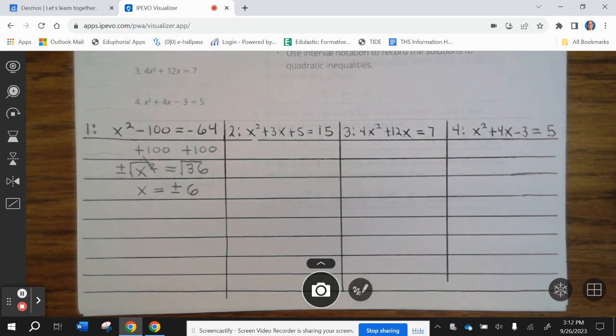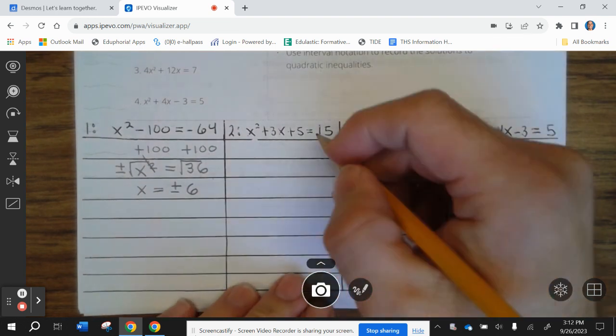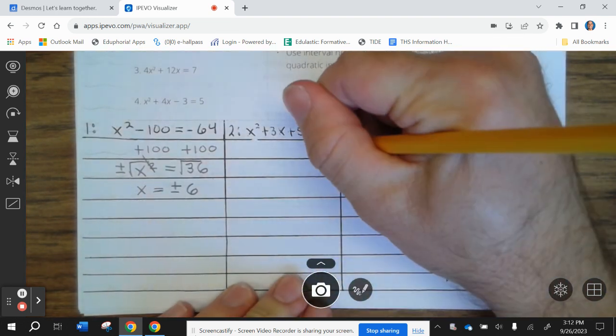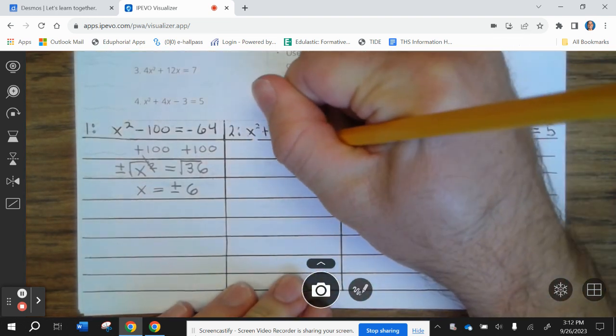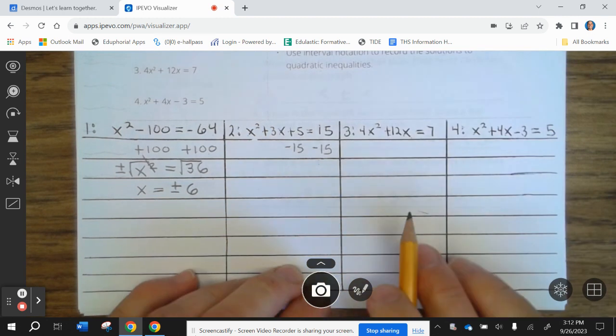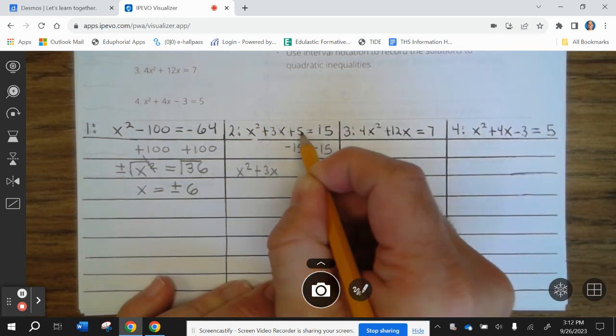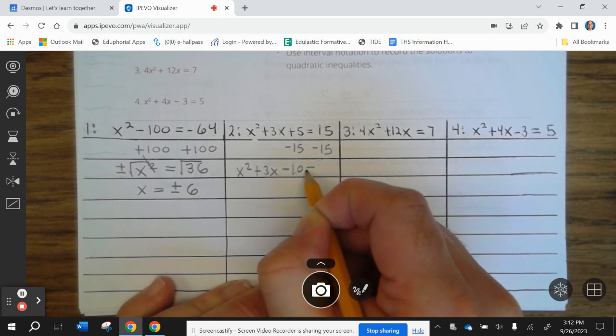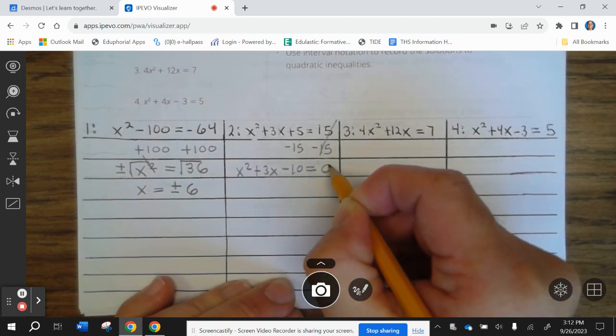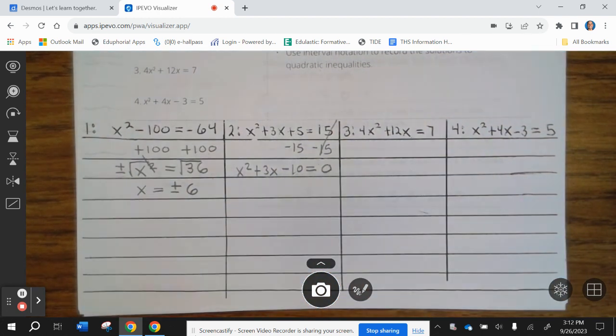All right, number 2. Now, number 2, we need to move everything to the left side. So we're going to subtract 15 from both sides. So then that's x squared plus 3x, 5 minus 15 is minus 10, equals, that cancels, so equals 0. Okay, so now we're going to factor this.